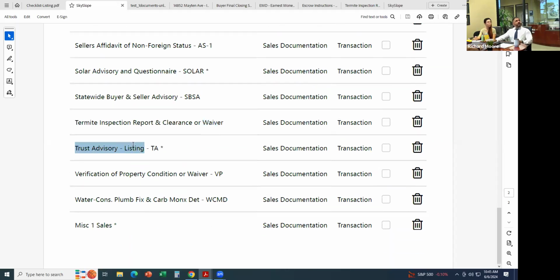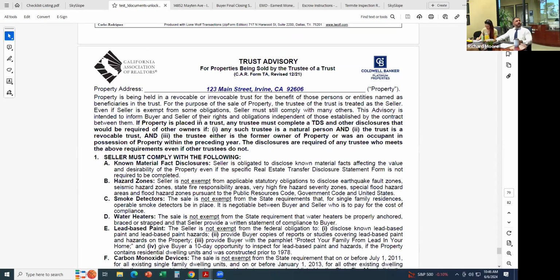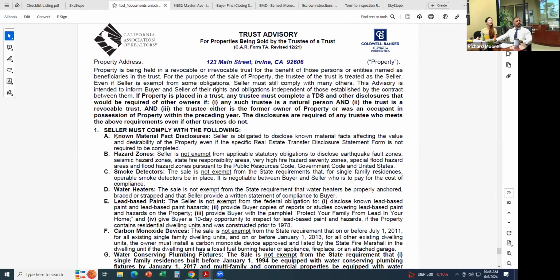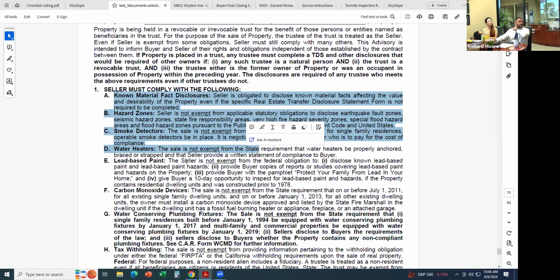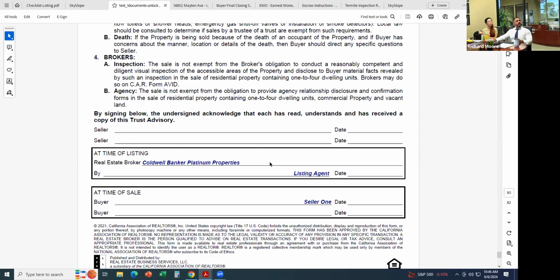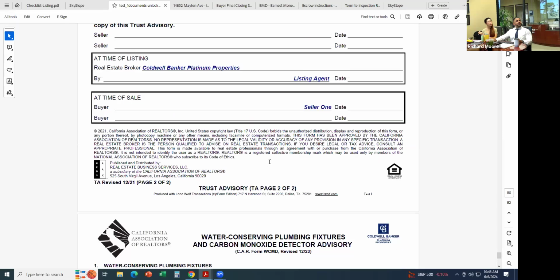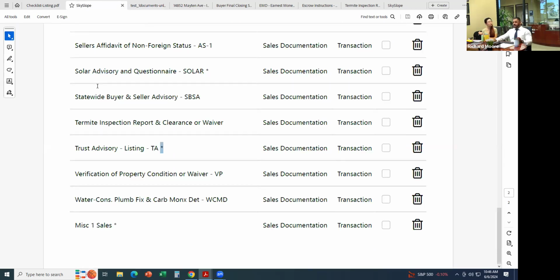Let's scroll down. Trust advisory, this one is also if applicable. So if the property is in a trust, then you're going to need the trust advisory, and this is pretty much just a signature page. It just tells you about no material fact disclosure, that if the property's in a trust, just read through this stuff, just to make everybody aware. Buyer sign, seller sign. Agent sign. Well, actually, buyer sign, seller sign, look here. Okay, so that's going to be provided by the listing agent or the listing side.